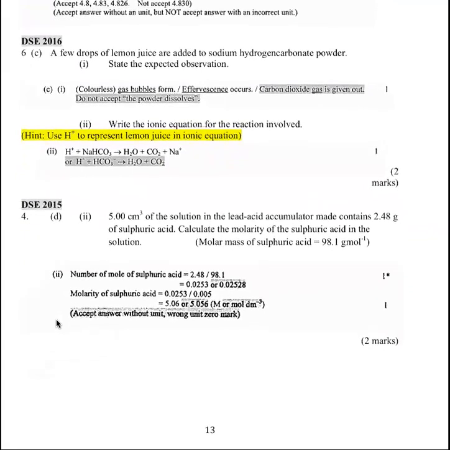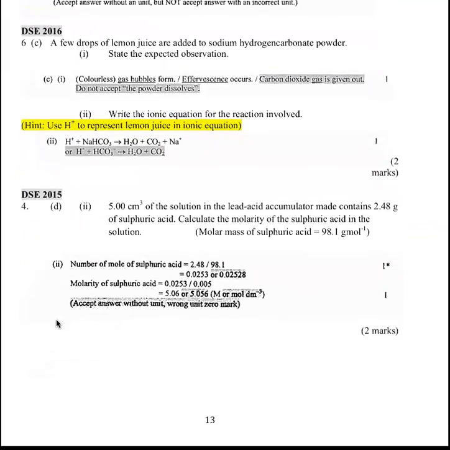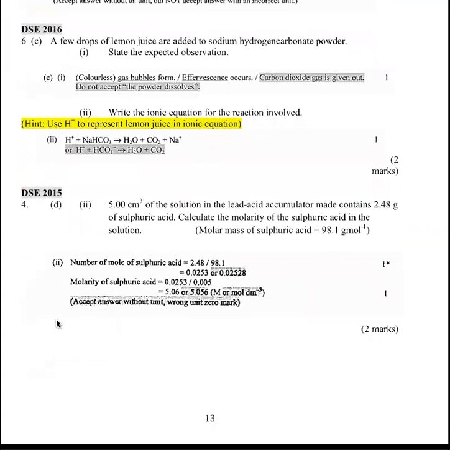And next one, question 4. Calculate the molarity of the sulfuric acid in the solution. Again, it's a pretty standard question. You are given the mass and also the volume. So you just need to work out the number of moles first. Mass over the molar mass gives you the number of moles. And then the molarity would be the number of moles over its volume.